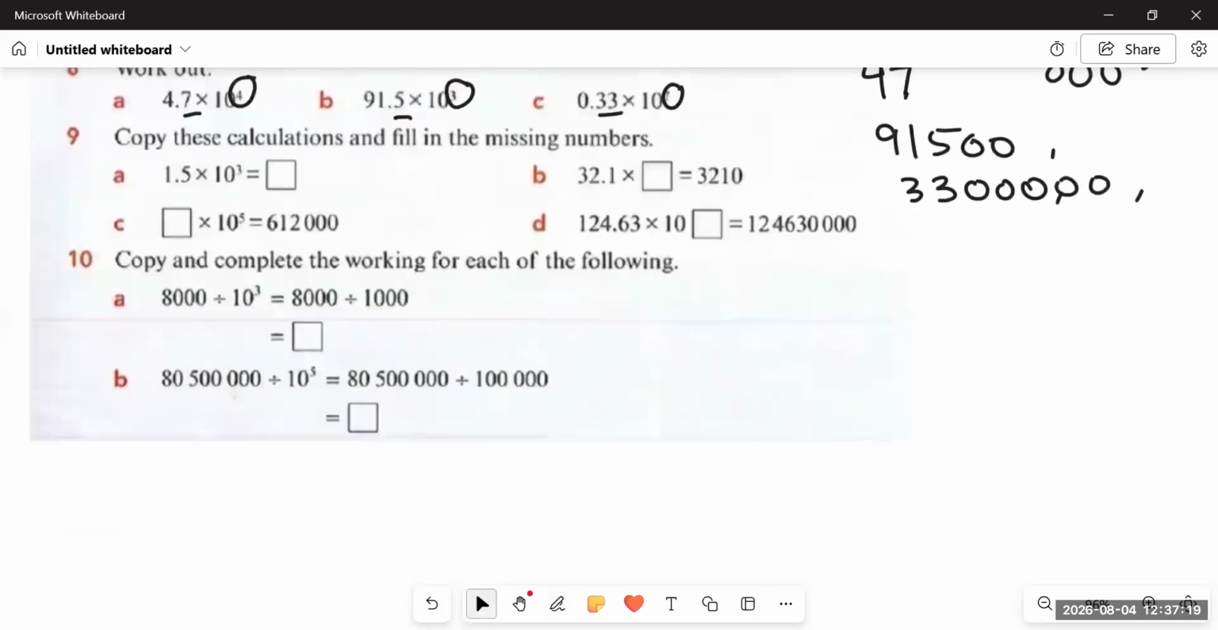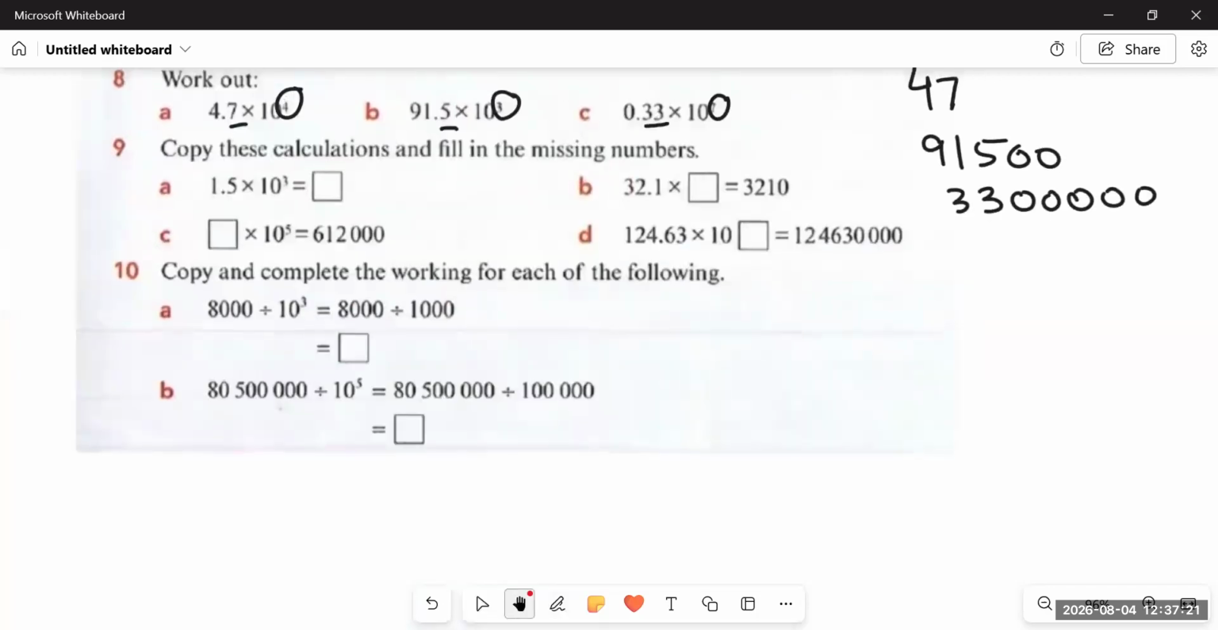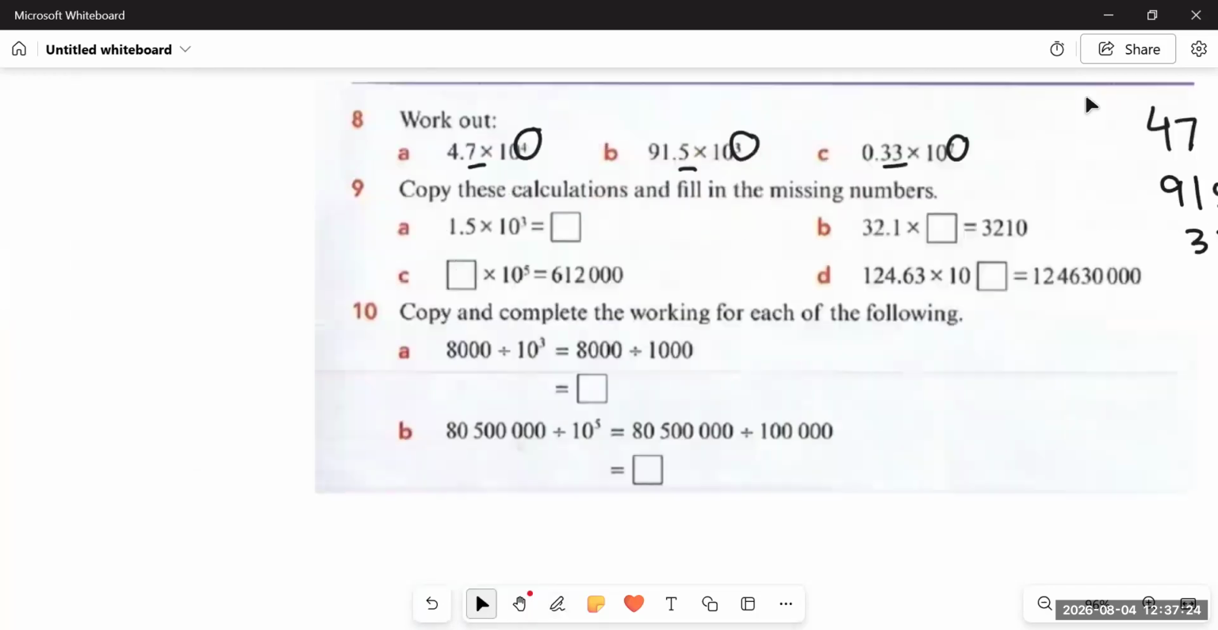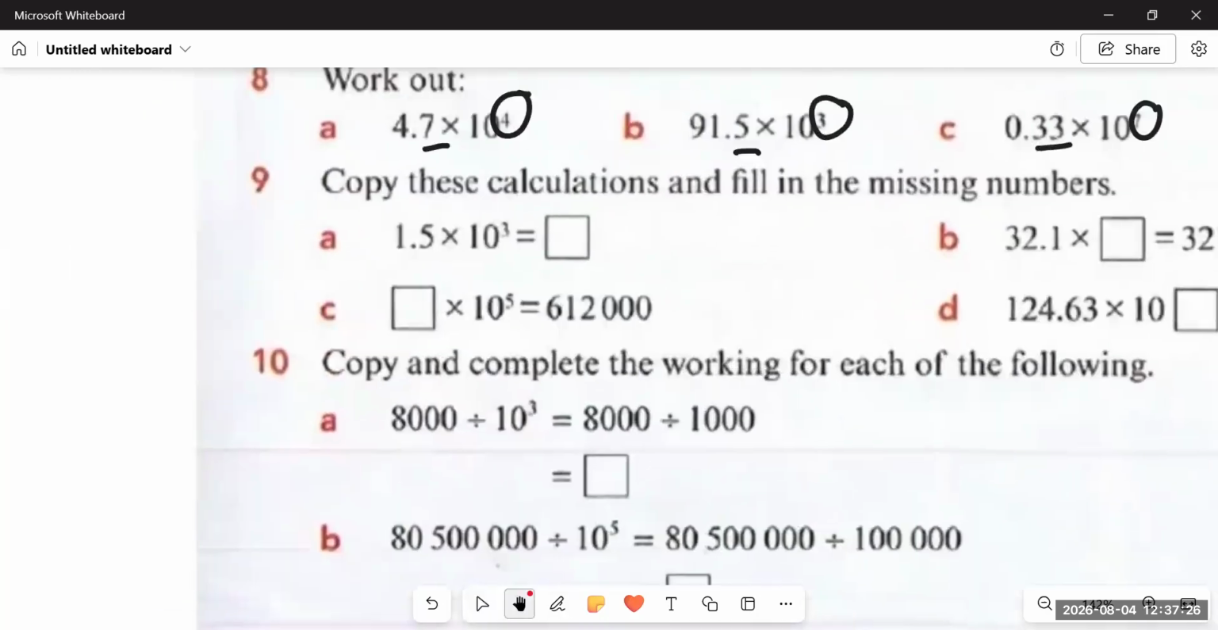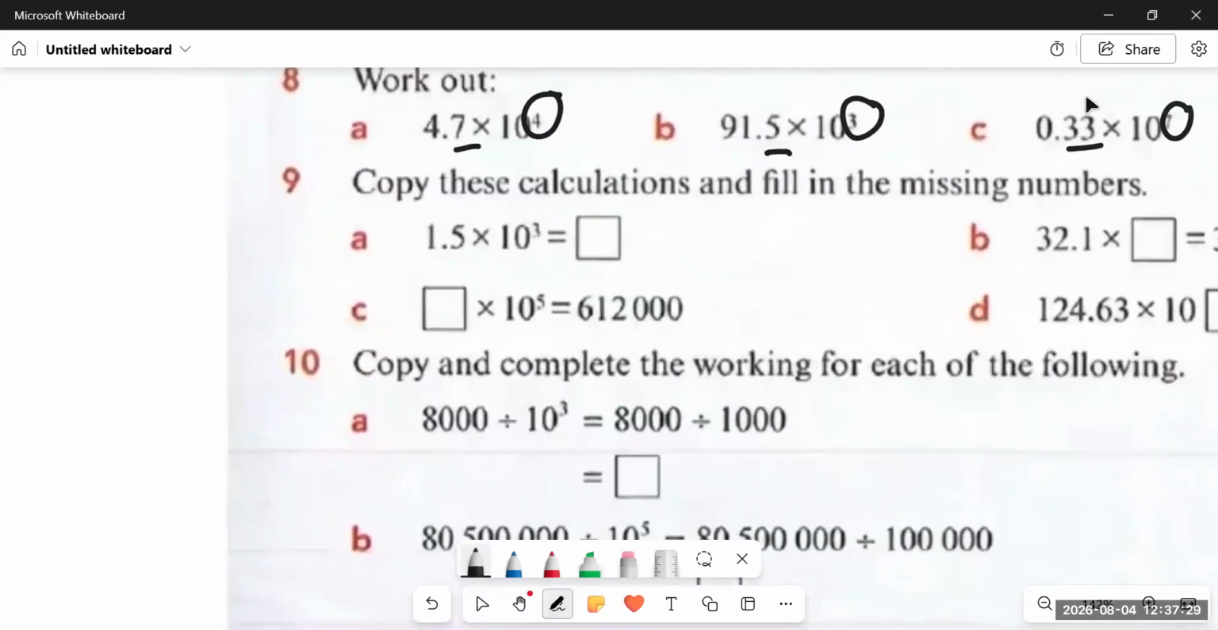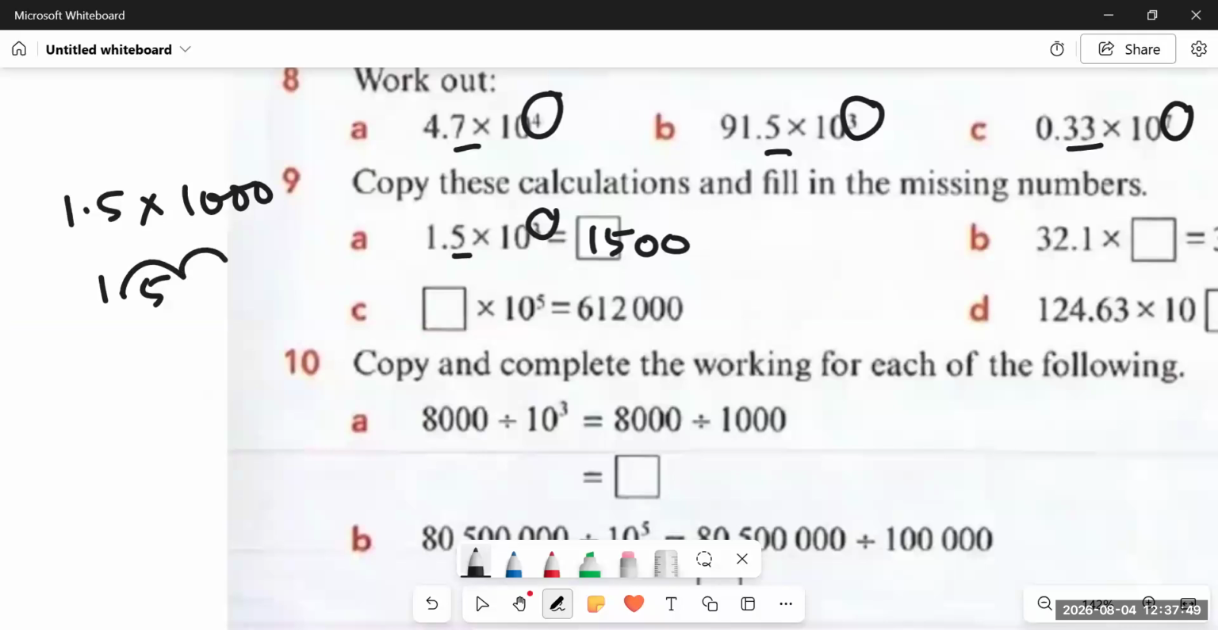Now question number 9 says, copy these calculations and fill in the missing numbers. Starting from part A, 1.5 multiplied by 10 power 3. Here we have the power 3 and 1 decimal place. So it will become 15 followed by 2 zeros, since 3 minus 1 is 2. So this will be 1,500. Why? Because 1.5 multiplied by 1,000, the decimal will move 3 places forward. 1, 2, 3, here it comes and the answer will be 1500. So you can verify your answer as well.